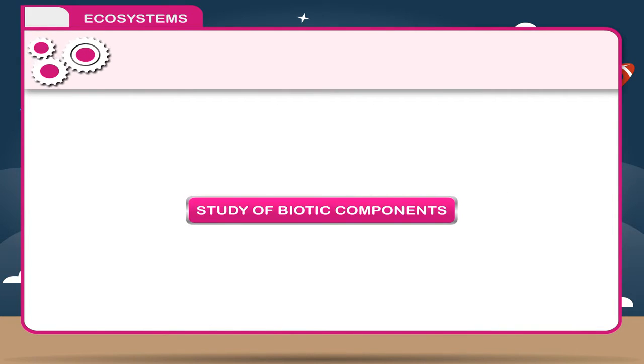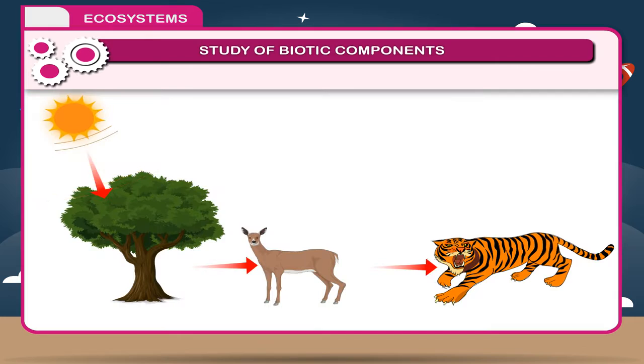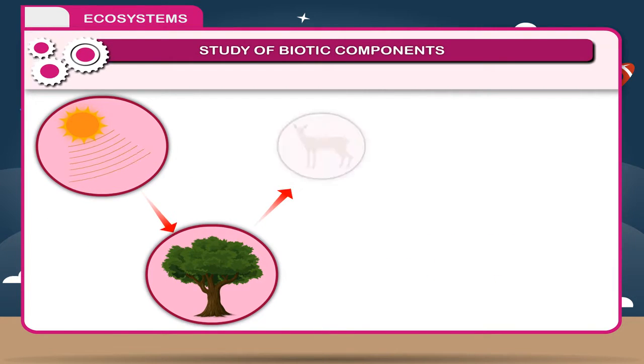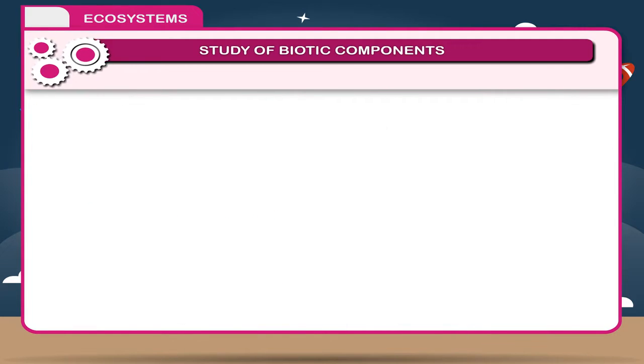Study of biotic components. Biotic components or the living components of an ecosystem consist of various plants, animals, and microorganisms. All biotic components interact with each other and with the abiotic components in the biosphere. On the basis of their mode of nutrition, the biotic components are differentiated into producers, consumers, and decomposers.